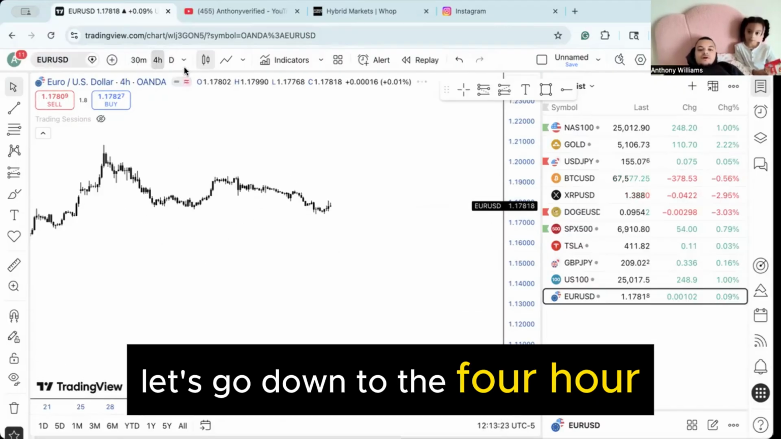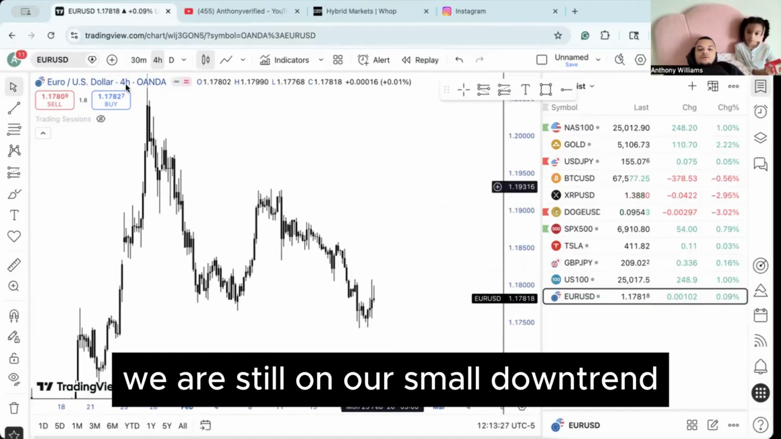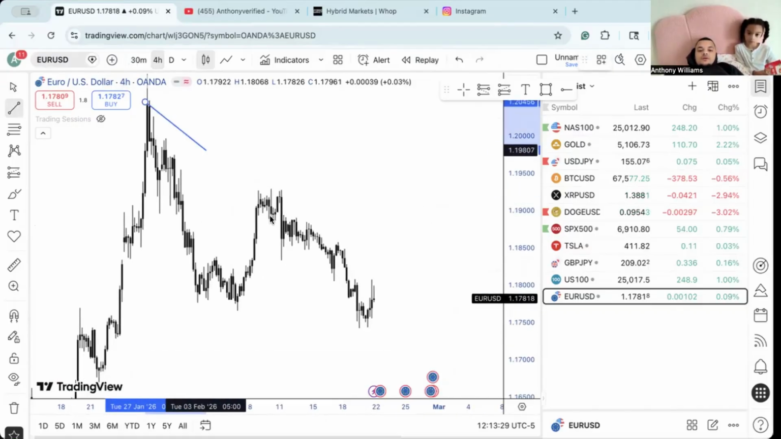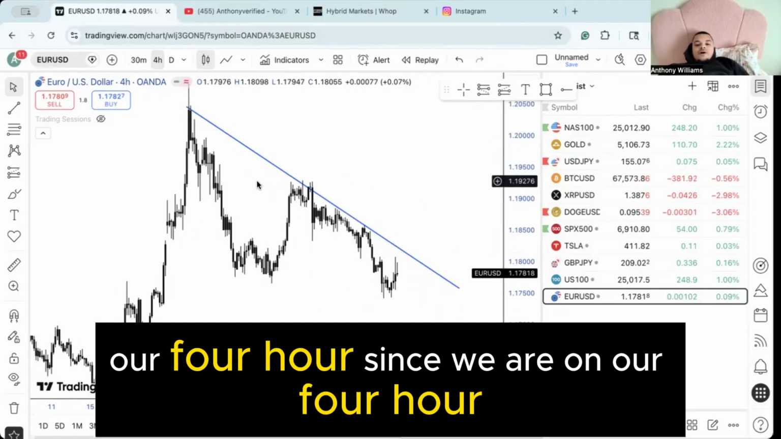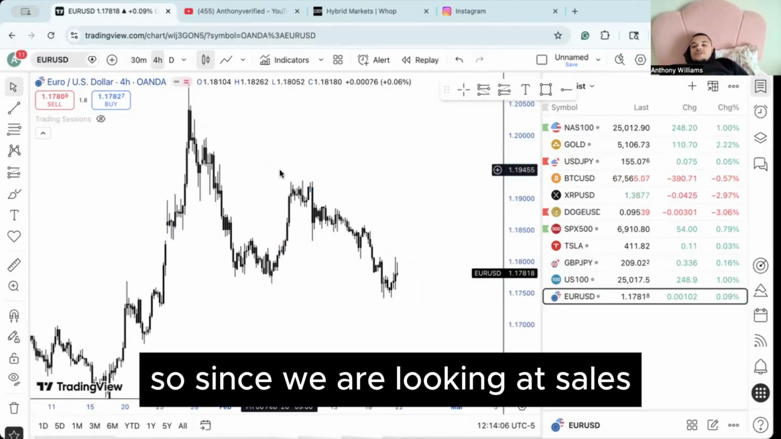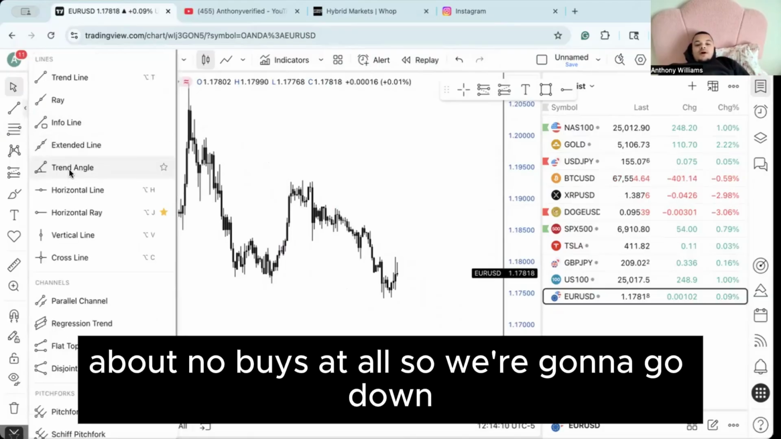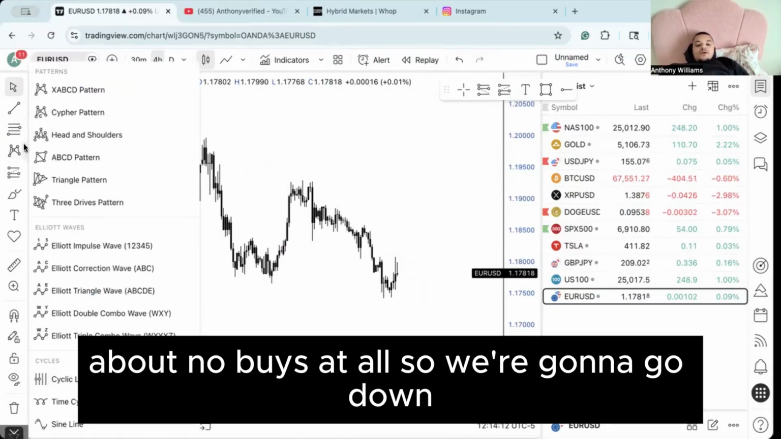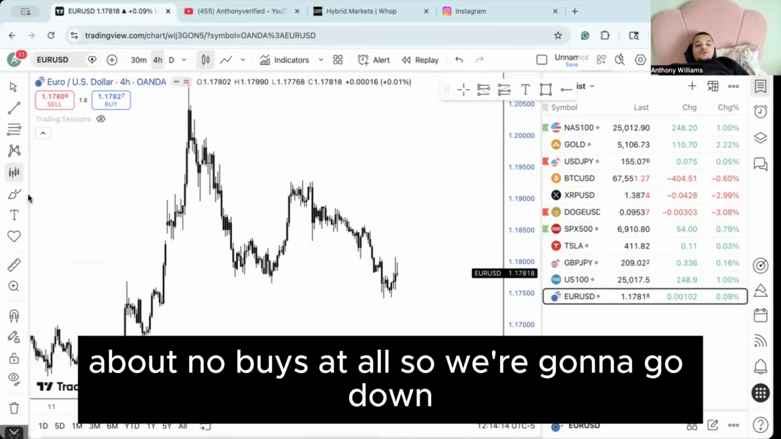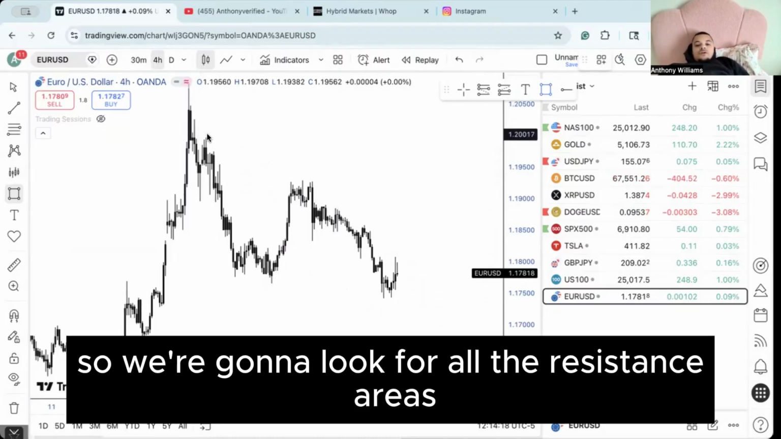Let's go down to the 4 hour. We are still on our small downtrend. Since we are on our 4 hour, we already understand we're looking at sales. So since we are looking at sales, don't think about anything else, no buys at all. So we're gonna go down. Where is our rectangle? So we're gonna look for all the resistance areas.